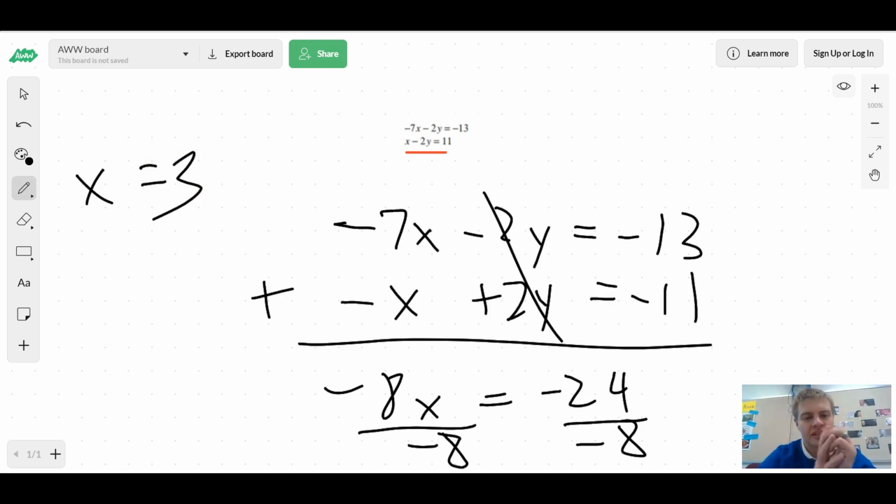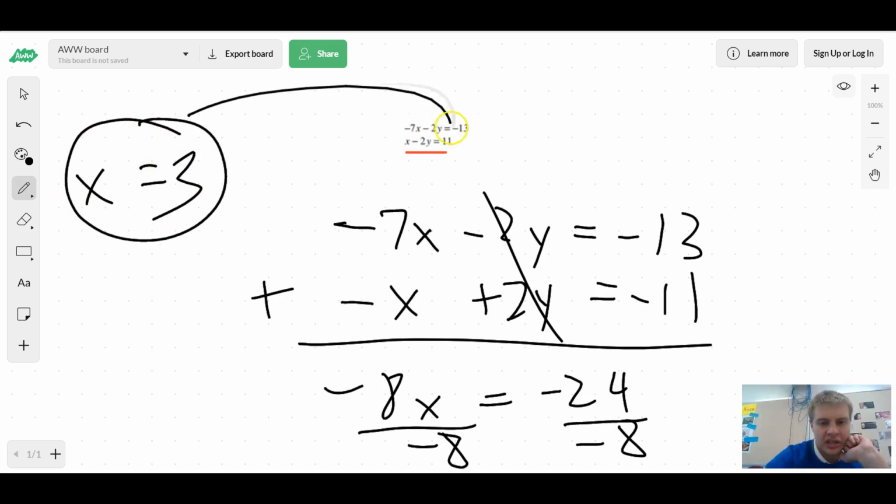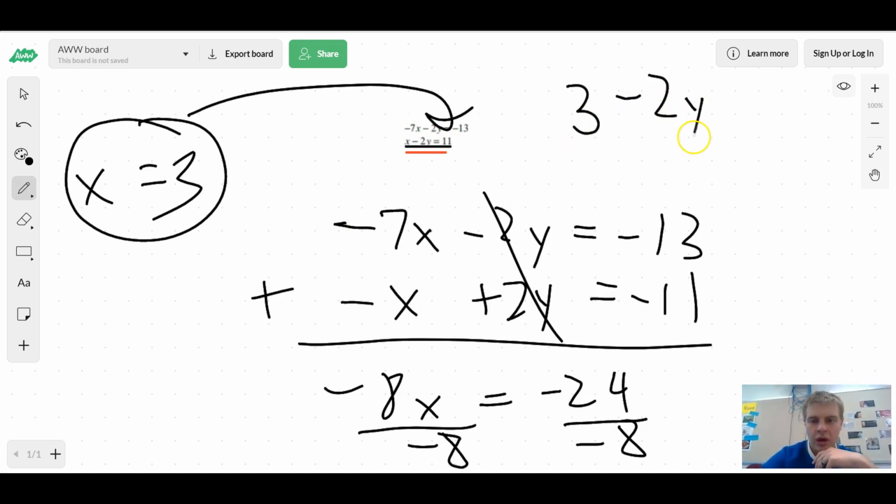Well, now that I have x is equal to 3, to find y, I take that 3 and plug it back into one of the equations. I think this equation would be a little bit easier. So I'm going to put 3 minus 2y is equal to 11. Subtract 3 from both sides.